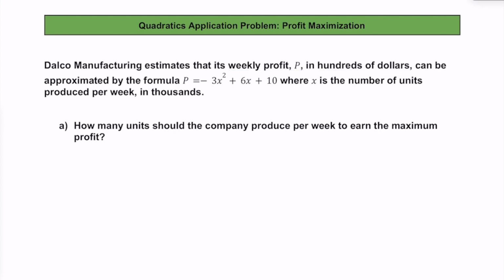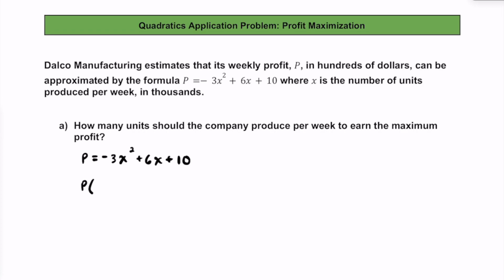This is going to be approximated by the formula where P, which is going to be the weekly profit in thousands, is going to be equal to negative 3x squared plus 6x plus 10, where x is going to be the number of units that they produce each week measured in thousands. So to start off, I'm just going to rewrite our equation. Our profit is going to be equal to negative 3x squared plus 6x and then plus 10.